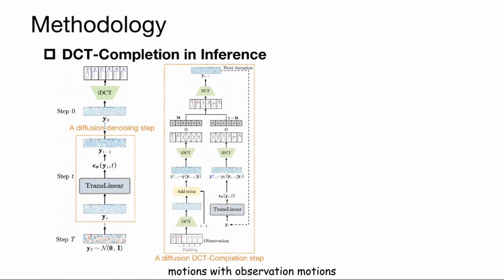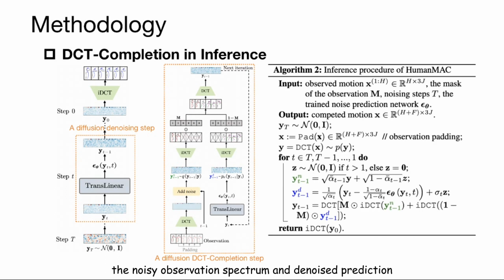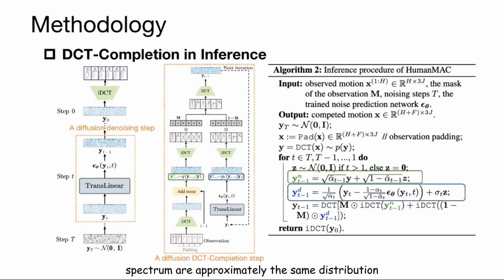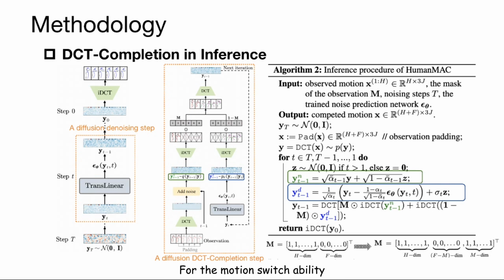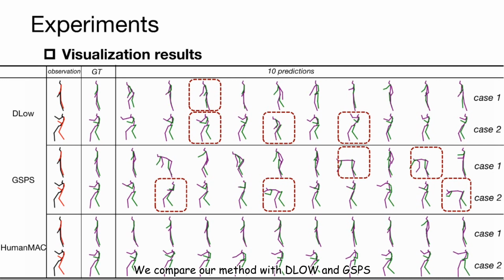motions with observation motions. In a trained diffusion model, the noisy observation spectrum and denoised prediction spectrum are approximately the same distribution. Therefore, we project the denoised and noisy spectrum to the temporal domain via the IDCT operation and then combine them together with a masking mechanism. For the motion switchability, we provide the final additional M-frame target motions in the inference stage to obtain the controllable prediction. We compare our method with DLO and GSPS.